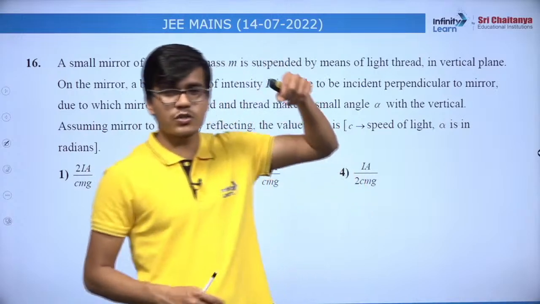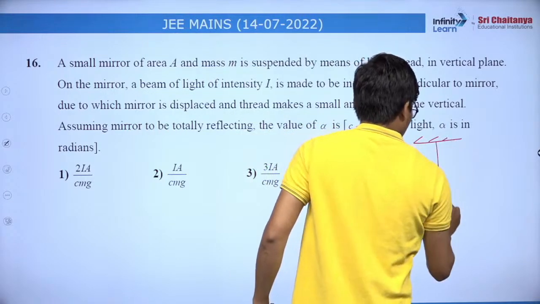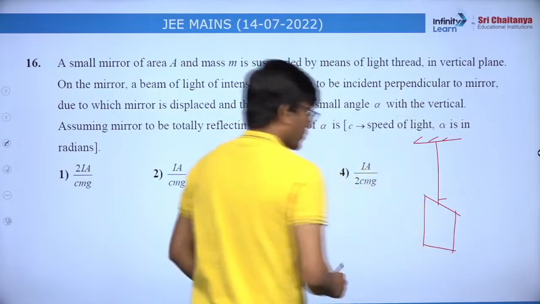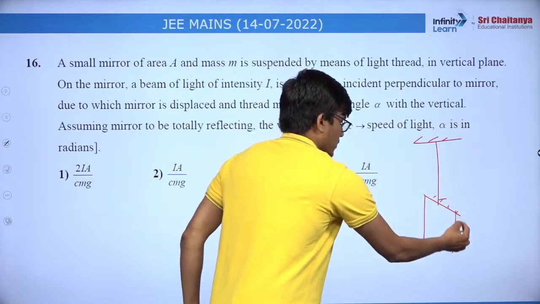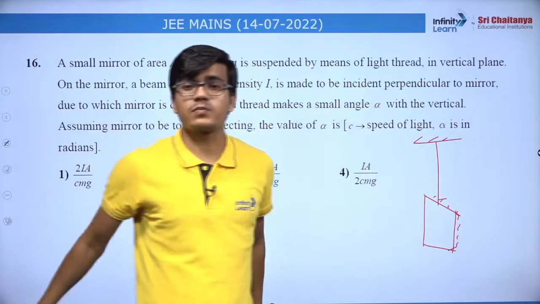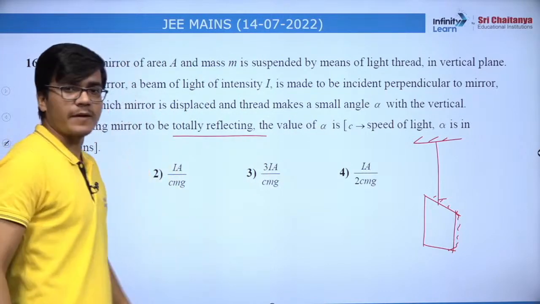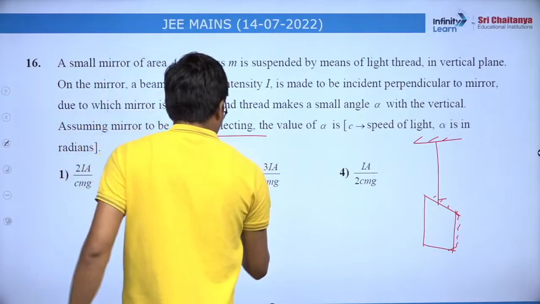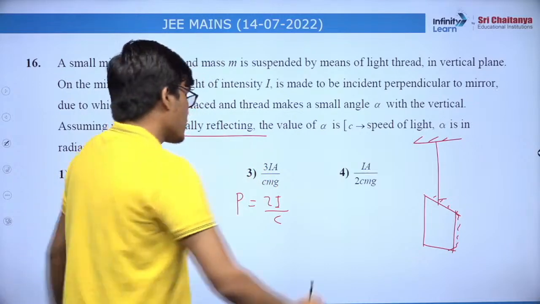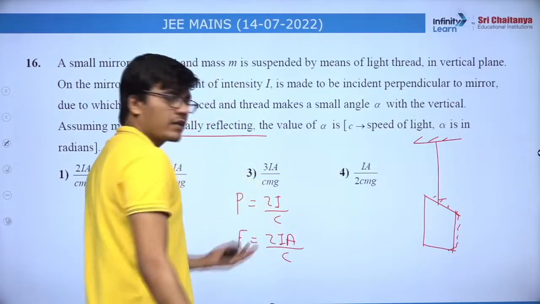So what is happening here? You have a plane mirror like this, which is suspended from a string. This is a plane mirror, okay, like this. And there is light incident on this plane mirror, and this mirror is perfectly, totally reflecting. So in case of total reflection, the pressure on any surface by the radiation is 2I by C. So if pressure is this, force will be this, we will multiply by area, right?